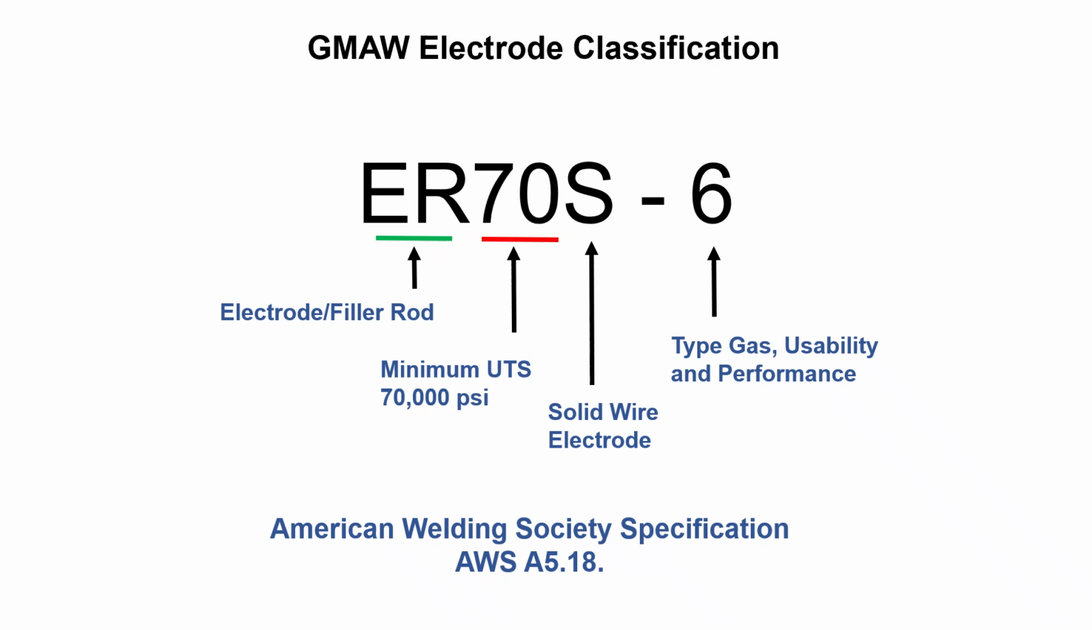So with gas metal arc welding electrode, this is our classification system. Our first two letters, the E and the R, tell us that this is an electrode or a rod. We can use it either for gas tungsten arc welding as a rod. Rod means we don't run electricity through it. The E means we run electricity through it. The 70 is the tensile strength, and then the S tells us it's a solid core wire. And then there's the usability and performance there at the end.